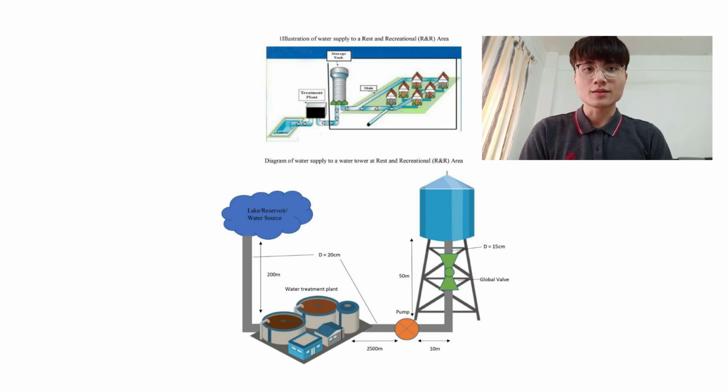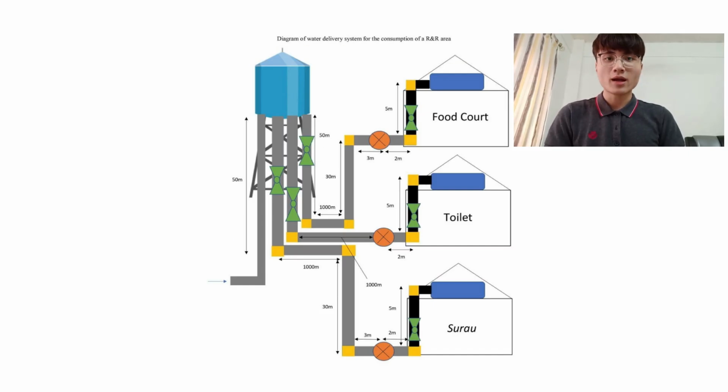The water delivery system to the R&R area is shown in the diagram. As we can see here, the water from the lake or reservoir or water source will be treated first at the water treatment plant and pumped into the water tower, which is 50 meters tall. The next diagram shows the pipeline system to deliver water for consumption at R&R. There are 3 main usages of water at R&R, which are the food court, toilet, and surau. The pipes are connected from the water tower to the water tank in each of these 3 places.